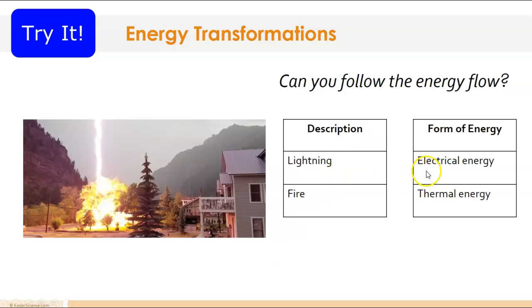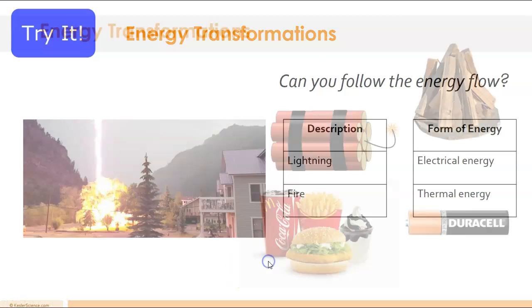So lightning is electrical energy, and the fire converted it to thermal energy. So we're going to see heat. And we can also say that maybe we have some light, which would be radiant energy, because this fire is going to give off a lot of light.